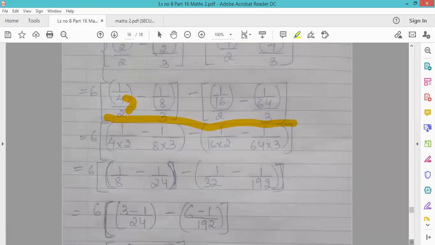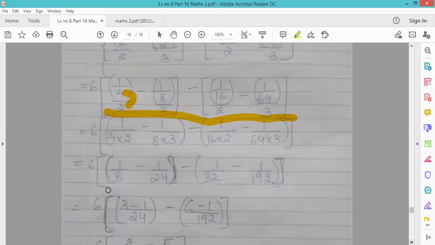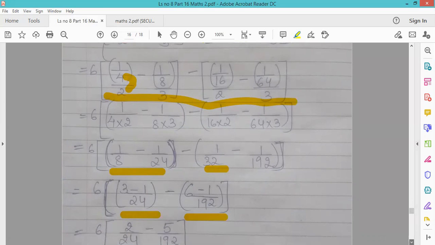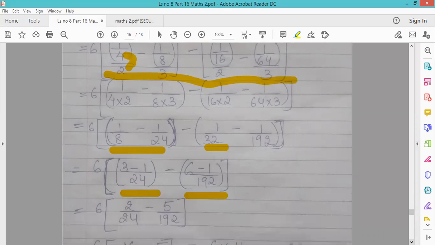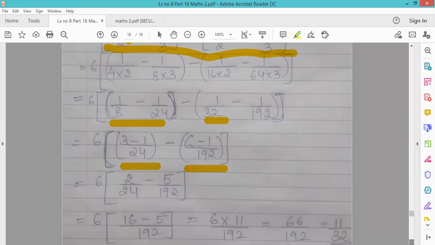So now again you will cross multiply and rationalize the denominator. 8 or 24 is, so you will multiply by 3. 8 3s are 24. That is why you get 3 minus 1 upon 24. And 32, 6 gives you 192. So 6 minus 1 upon 192. So you get 2 upon 24 minus 5 upon 192. Now 24 8s gives you 192. So 2 into 8 gives you 16.